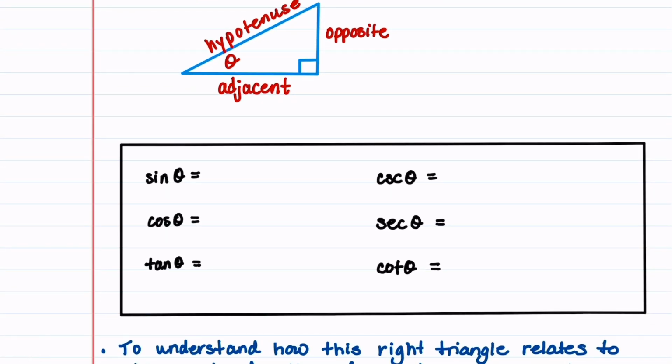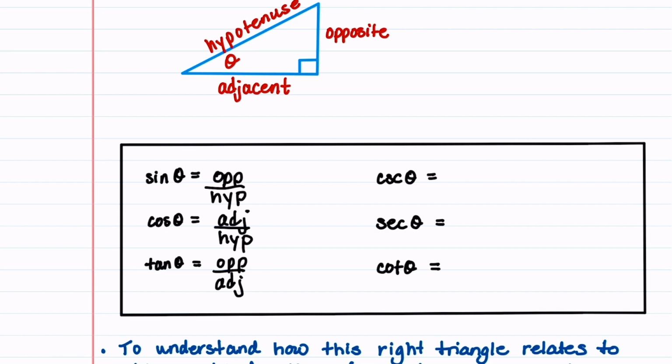We now define sine theta as the ratio of the opposite side to the hypotenuse. Cosine theta we define as the ratio of the adjacent side to the hypotenuse. And then tangent theta we define as the ratio of the opposite side to the adjacent side.